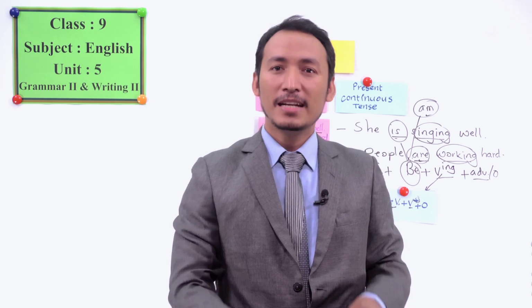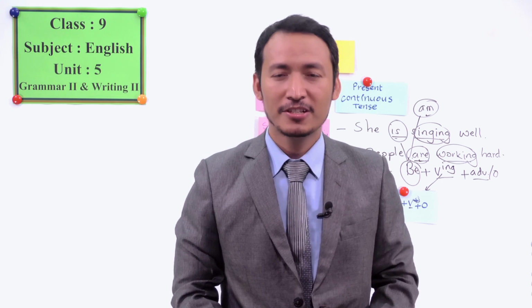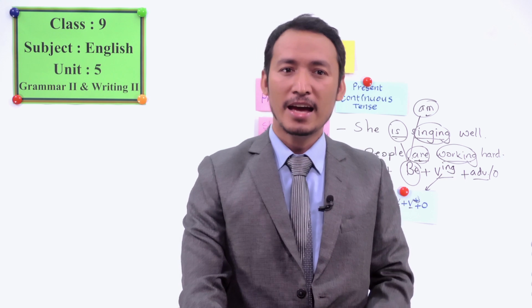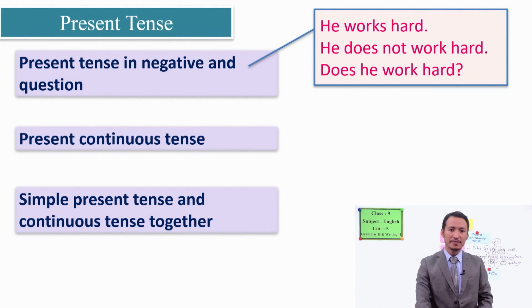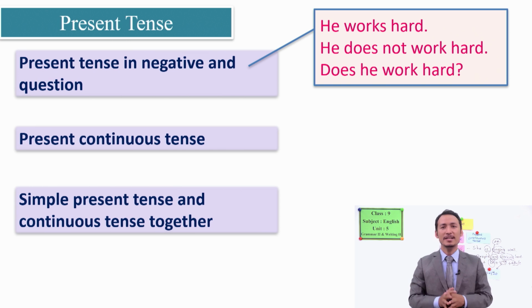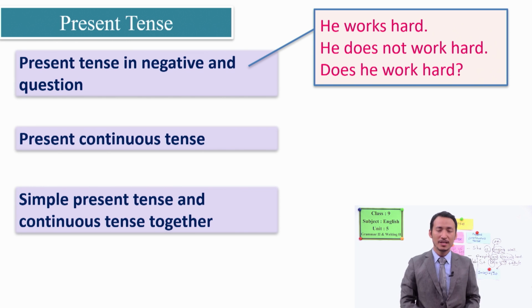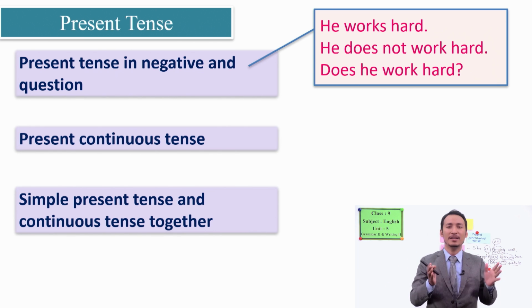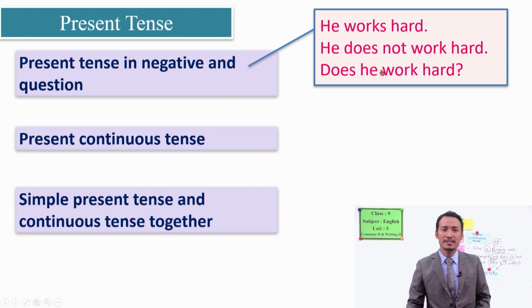Okay, students, so let's go into the practice section. Now we have exercises. Before that, I have also here on your screen some examples given. We can also have different forms of present tense, like in negative sentence or in question form. So when you have to make questions in present tense, and when you have to make negative sentences in present tense, you have to do certain things. Look at this example here.